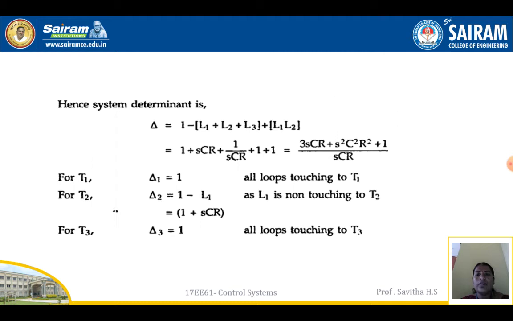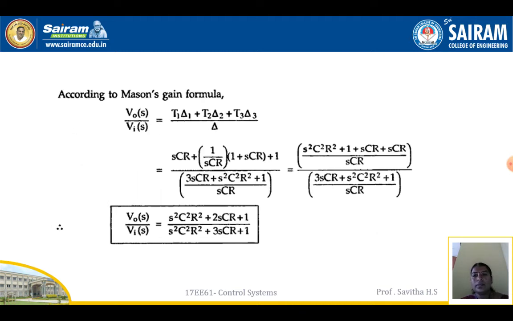For T1, delta 1 is equal to 1, as all loops are touching T1. For T2, delta 2 is equal to 1 minus L1, as L1 is not touching L2, so 1 plus SCR. For T3, delta 3 is equal to 1, as all loops are touching T3. According to Mason's gain formula, V0 of s by Vi of s is equal to (T1 delta 1 plus T2 delta 2 plus T3 delta 3) divided by delta. Therefore, V0 of s by Vi of s is equal to (S square C square R square plus 2SCR plus 1) divided by (S square C square R square plus 3SCR plus 1).